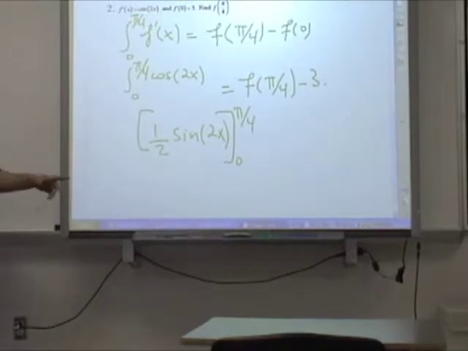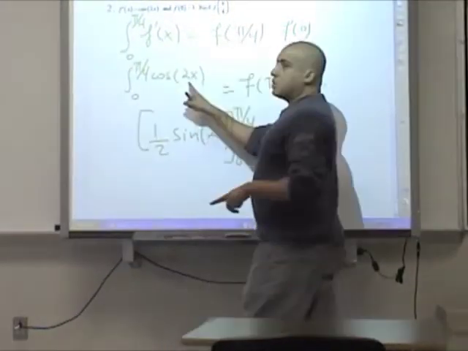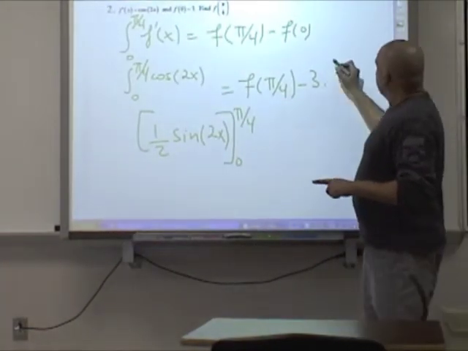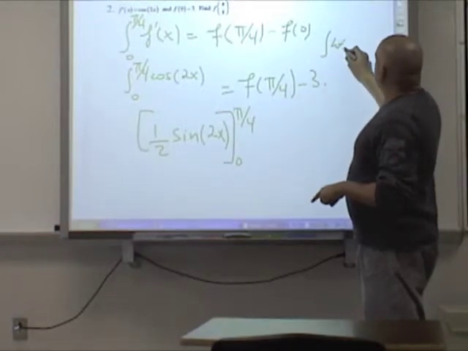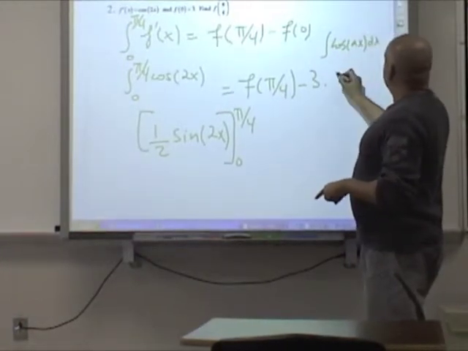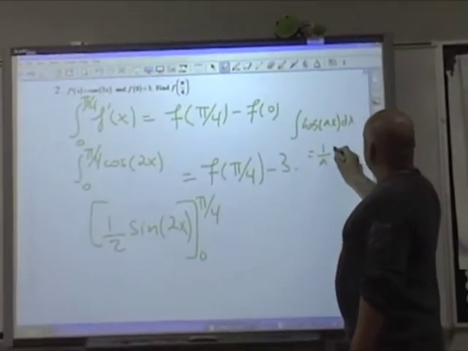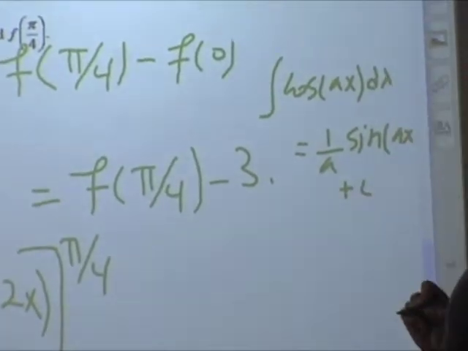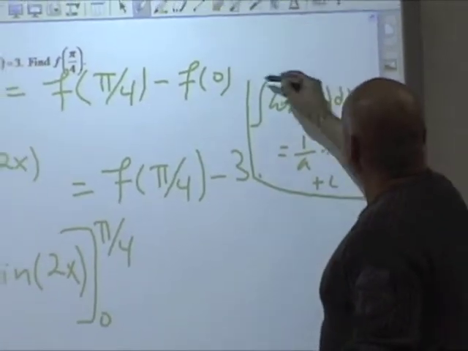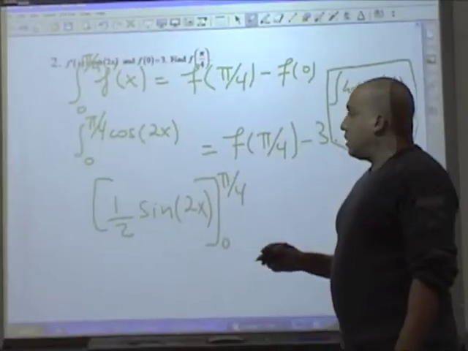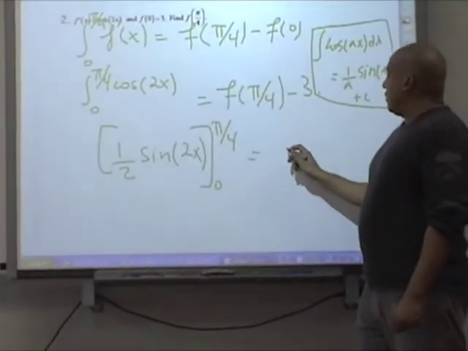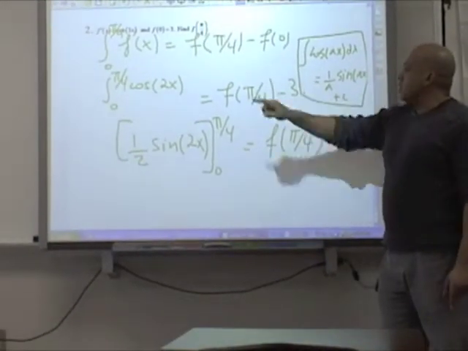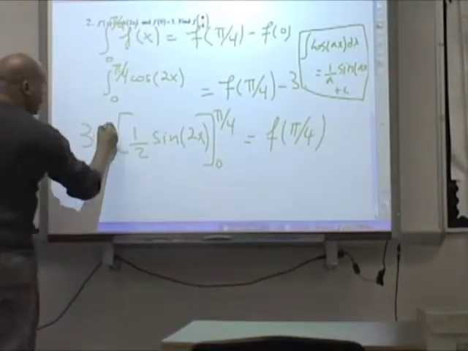And this is a property, either I can use u substitution, replacing u by 2x and finding the integral, or I can just use the fact that the integral of cosine of ax dx is equal to 1 over a sine of ax plus c. Alright? This property right here. This is exactly what I used here. And this is going to give me my f of pi over 4 by sending 3 to the other side or adding 3 to both sides.